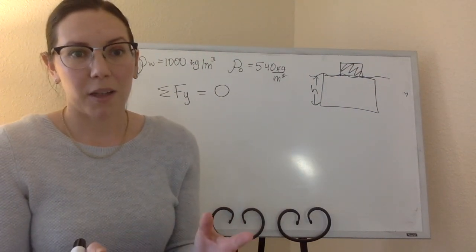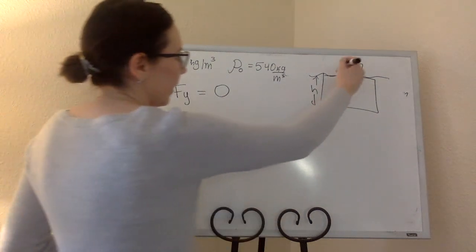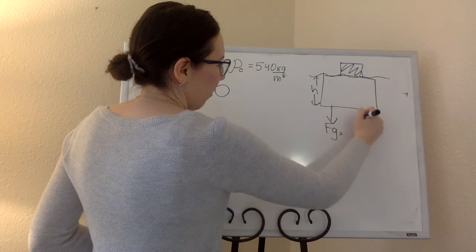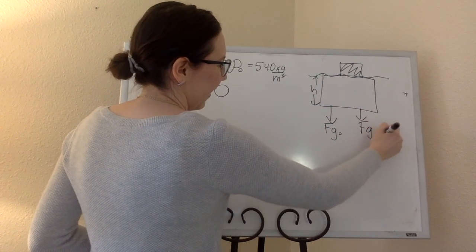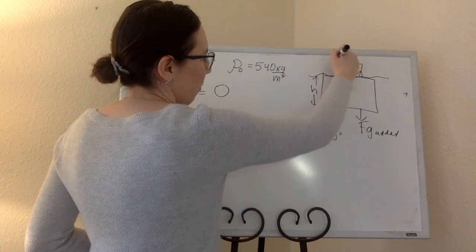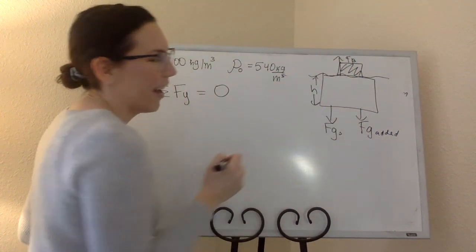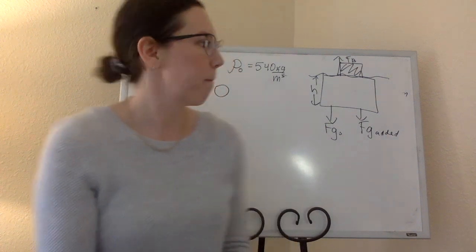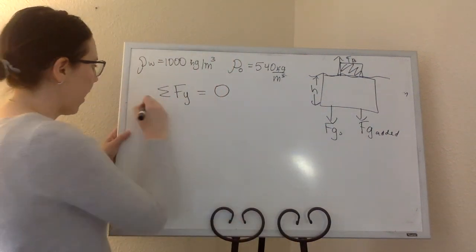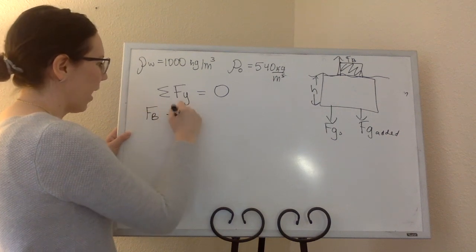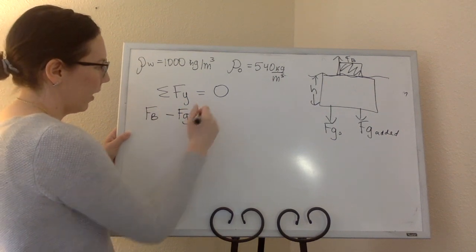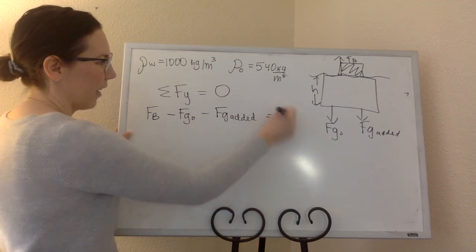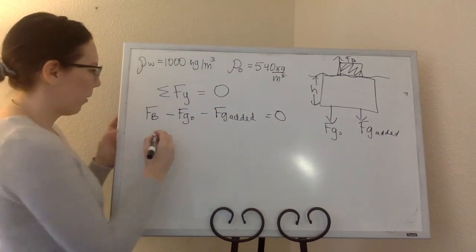So now on that block of wood, there's an extra force. It's this added weight. So we'll have Fg of the wood plus Fg added, and then just the buoyant force acting upwards. So we do need to add one more force in our net force in the y direction. So the net force equals 0. I have Fb minus Fg of the object, the wood, minus Fg added equals 0. Then I can plug in the expressions here.